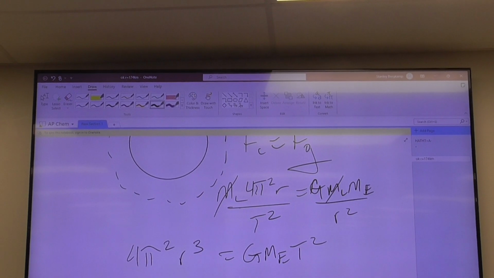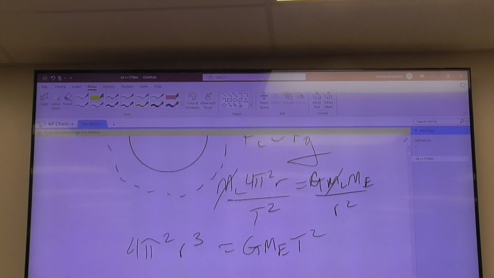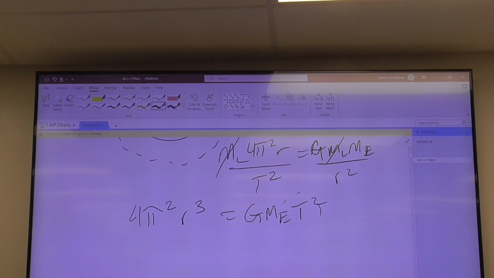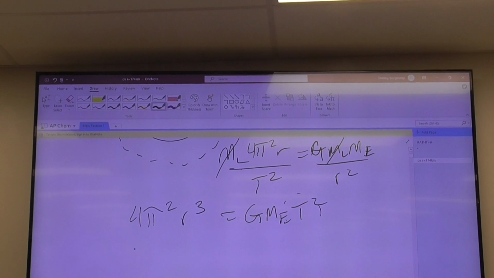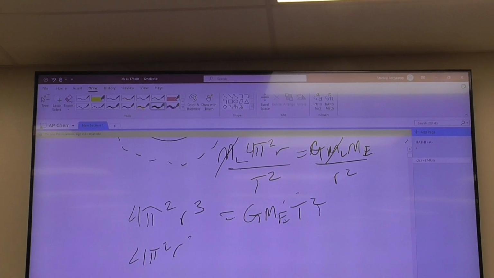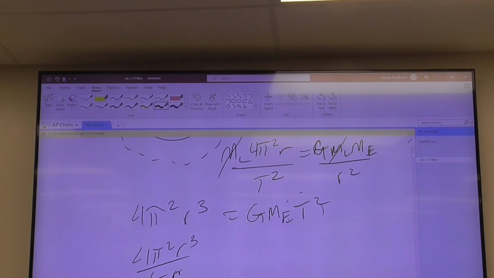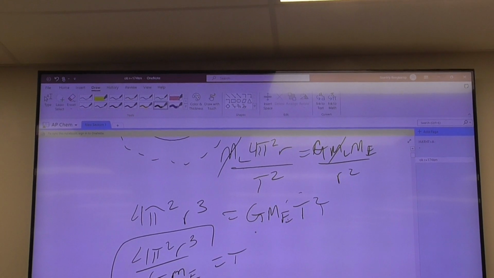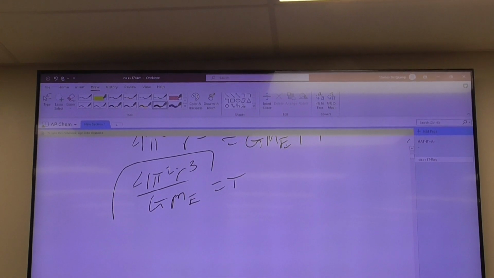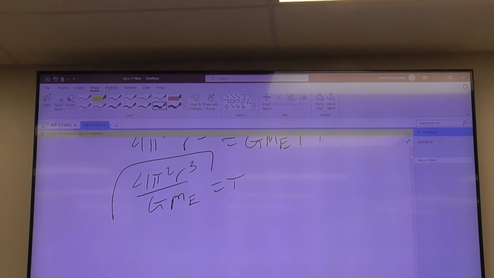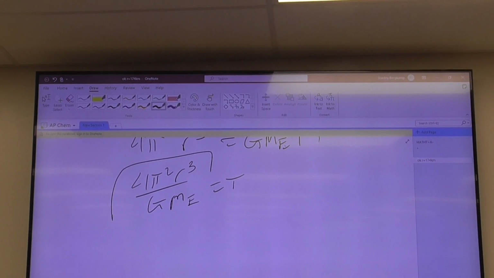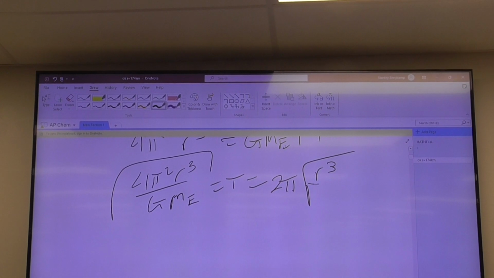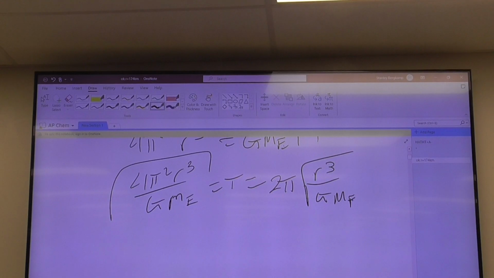All right, so let's start with this. Sydney, I want to solve this equation for t. So what are you going to get? 4 pi squared r cubed over big G, mass of the earth, and then what? A square root. Square root of all of that. Now, sometimes you'll see this written, because what's the square root of 4 pi squared? 2 pi. So sometimes you'll see this written as 2 pi times the square root of r cubed over big G, mass of the earth.